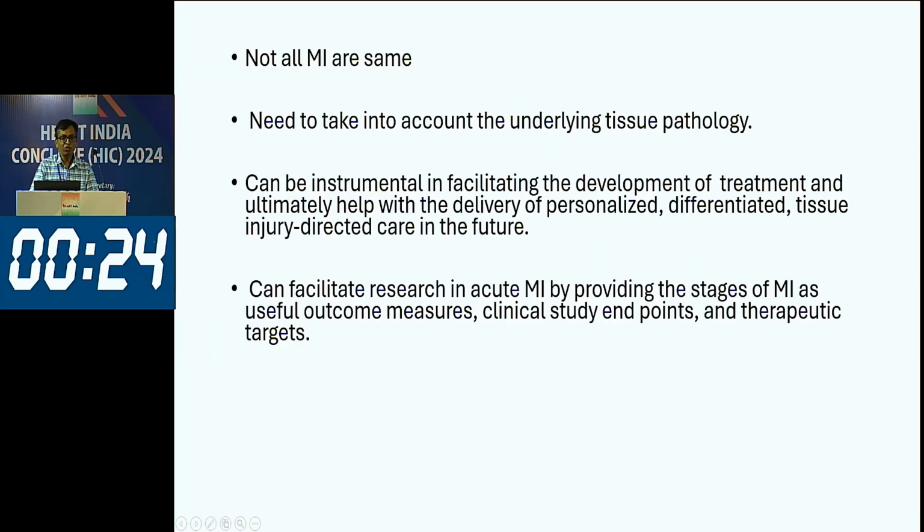So I'll conclude, not all MIs are the same. We need to take into account the underlying tissue pathology, and this classification can be instrumental in facilitating development of treatment and ultimately help with delivery of personalized, differentiated, tissue-directed care. This can also help research in acute MI by providing the stages of MI as a useful outcome measure, clinical study endpoint and therapeutic target. Thank you.